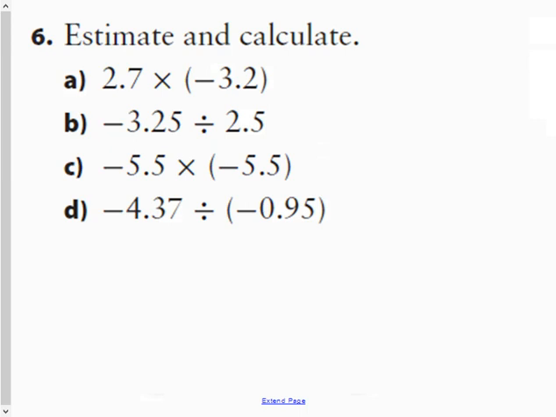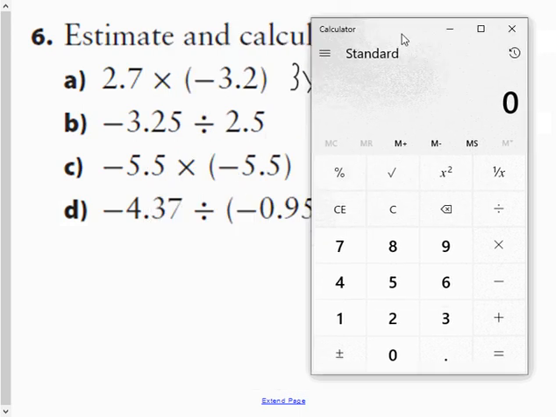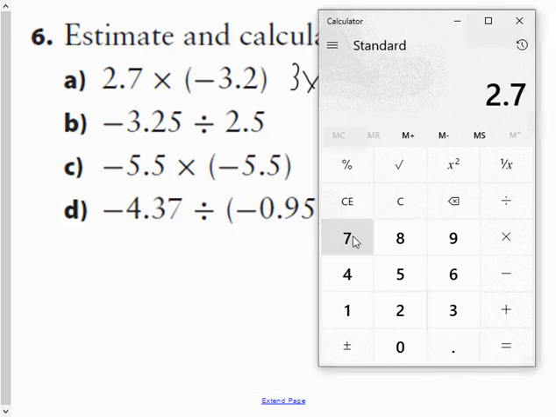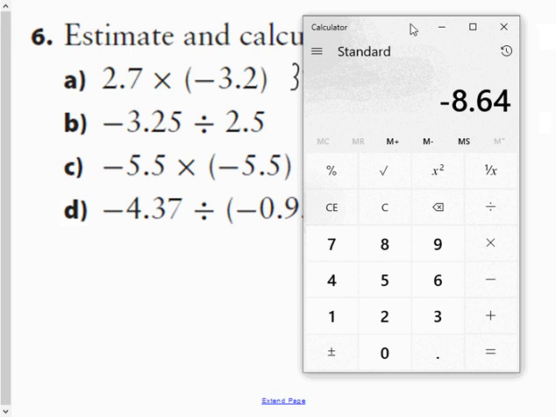The next one is the exact same thing, except it's multiplication and division. So my estimation for this will be 3 times negative 3, which will be a negative 9. If I use my calculator, I get 2.7 multiplied by 3.2 negative equals negative 8.64. My calculation and estimation were pretty close.